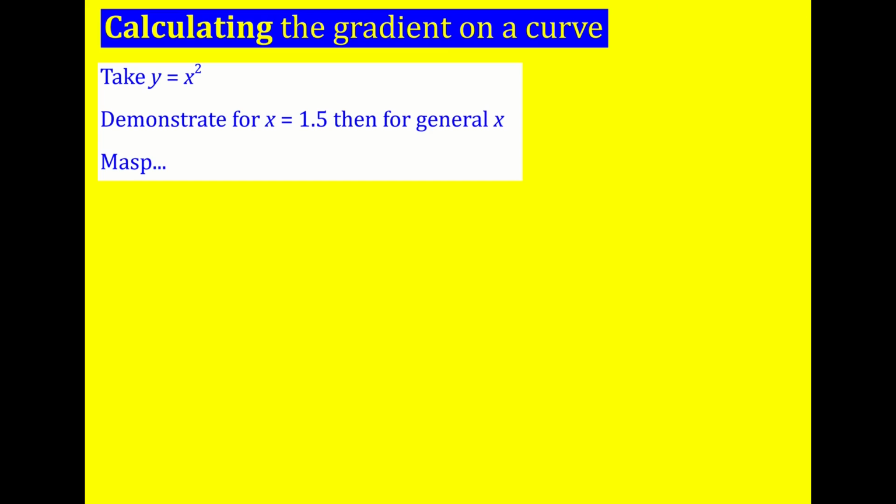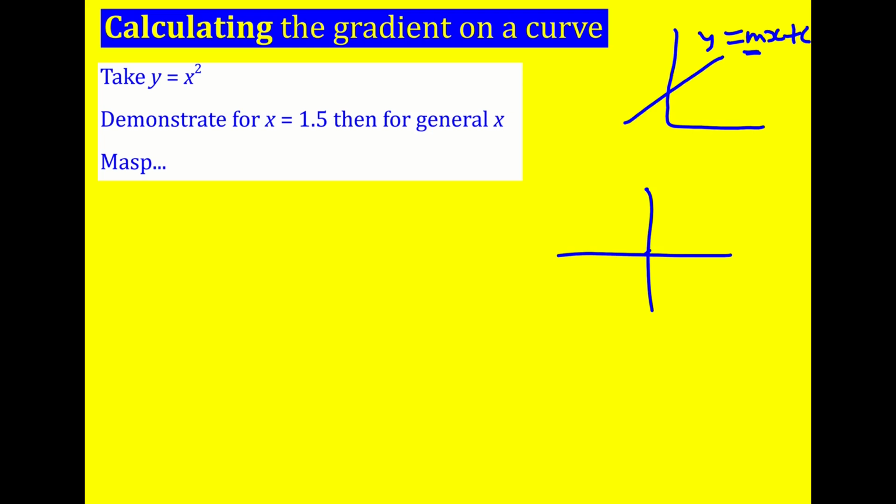Today we're going to start a topic about gradients on curves. Now, what does that mean? We know when we have a graph a bit like this that the straight line is described by y equals mx plus c, and m is the gradient. But other functions, let's look at the sine curve, for example, have a changing gradient.